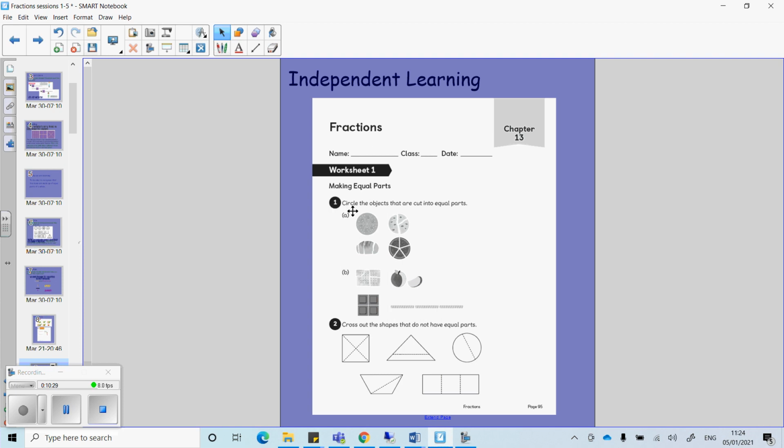So, question 1 says, circle the objects that are cut into equal parts. And there's some pictures there. You just need to draw a circle around the ones which are cut into equal parts. Question 2 says, cross out the shapes that do not have equal parts. So this time we are putting a cross through the shapes that do not have equal parts. So look carefully.